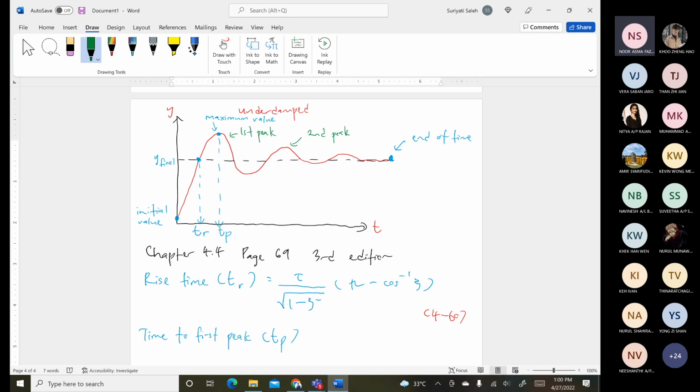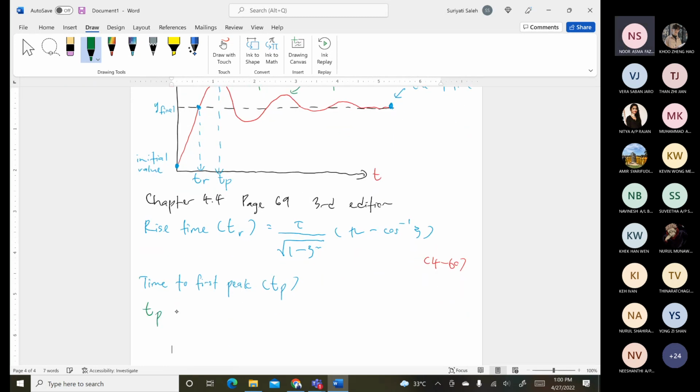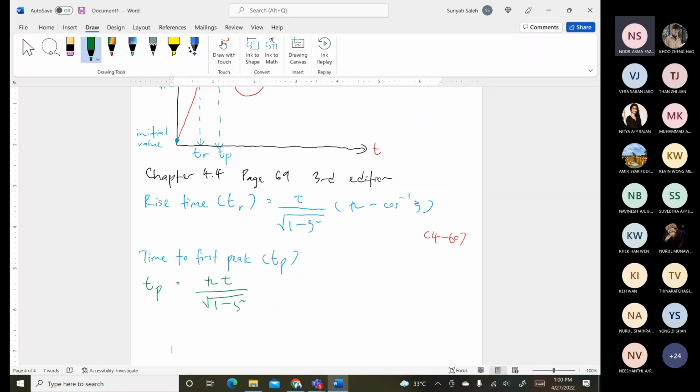So the time to first peak can be calculated using TP equal to pi tau over square root of 1 minus psi square. So this is your time to first peak.